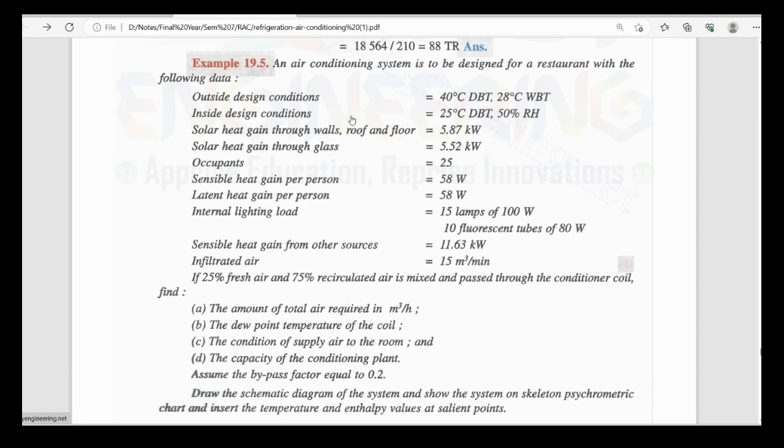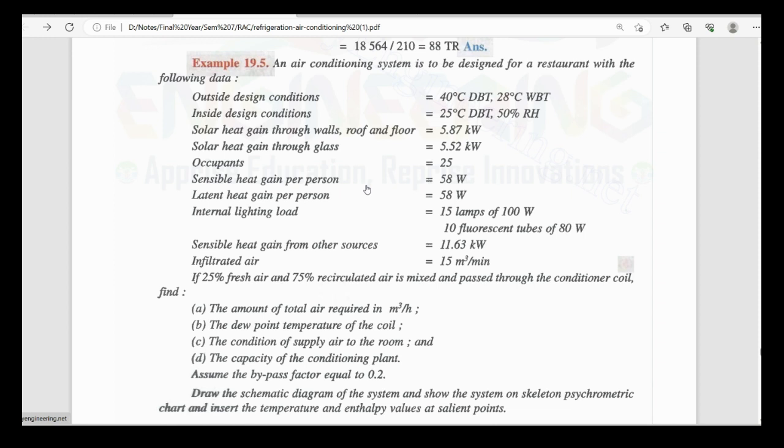Now the air conditioning system is to be designed for a restaurant with the following data. So here data is given, so we have to design the air conditioning system for the restaurant. Now outside design conditions are given, which is 40 degrees Celsius DBT and 28 degrees Celsius WBT, and inside design condition is given, which is 25 degrees Celsius and 50% relative humidity, which is the human comfort zone. Now solar heat gain through walls, roof and floor is 5.87 kilowatt, and solar heat gain through the glass is 5.52 kilowatt. Here occupants are given as 25.